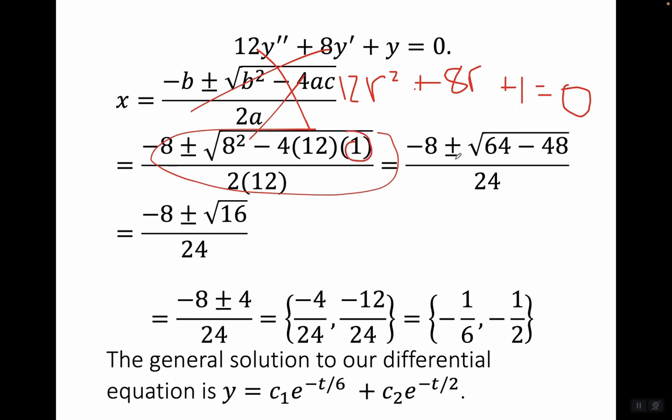Okay. That simplifies to negative 8 plus or minus square root of 64 minus 48 over 24. Negative 8 plus or minus the square root of 16 over 24. Negative 8 plus or minus 4 over 24. That's, in other words, negative 4 over 24 and negative 12 over 24, which simplifies to negative 1/6 and negative 1/2. Those are our solutions for r. So the general solution to our differential equation is y equals c1 e to the negative t over 6 plus c2 e to the negative t over 2.